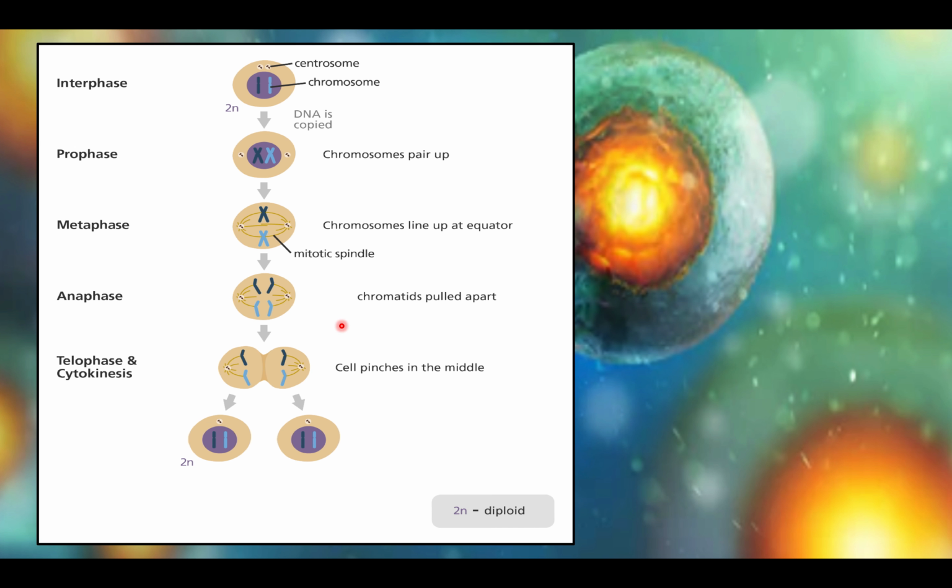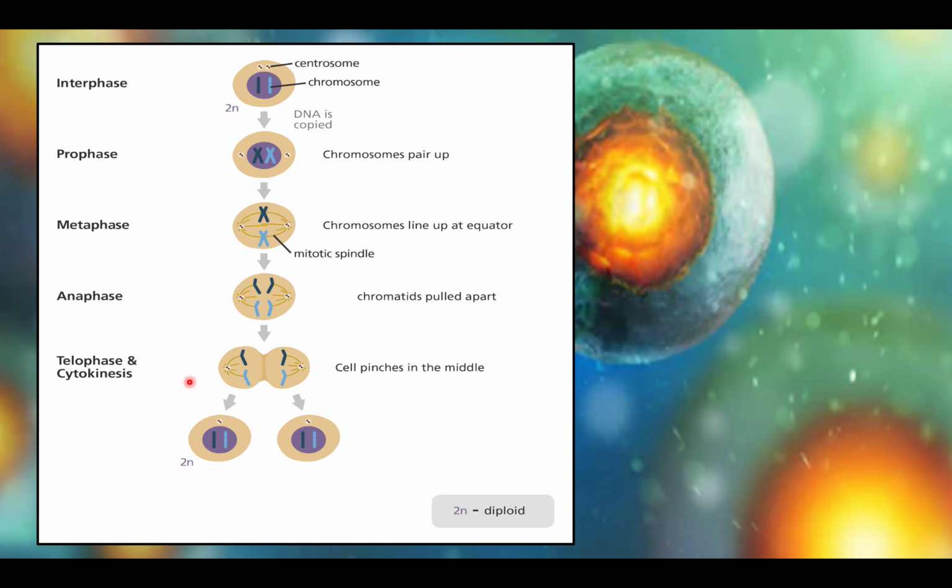Then, in anaphase, the microtubules will pull apart the chromosomes. They are pulling in different directions. So, one duplicated chromosome, as you can see here, becomes 2 unduplicated chromosomes.